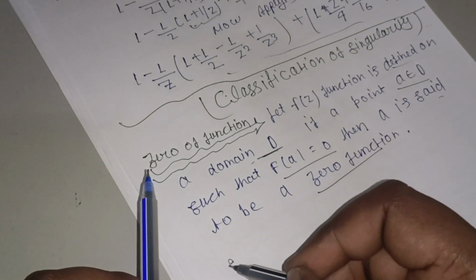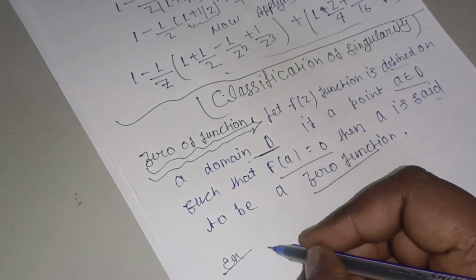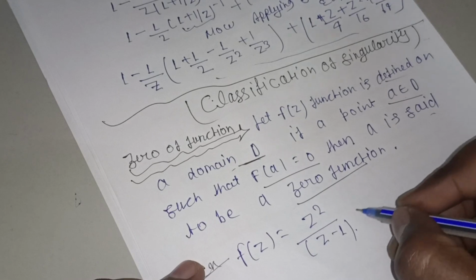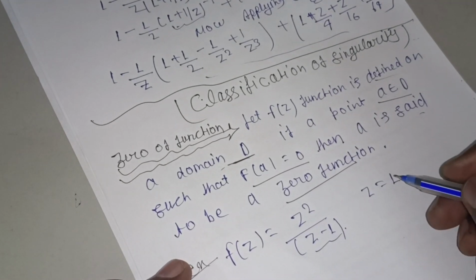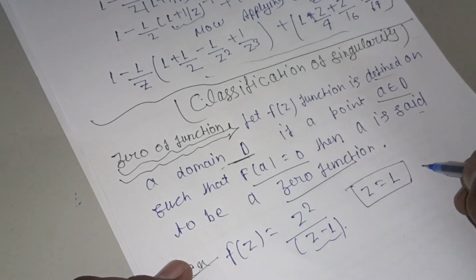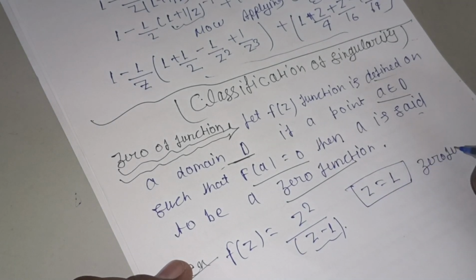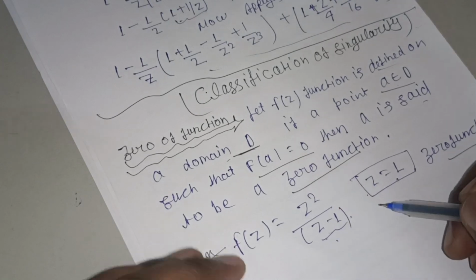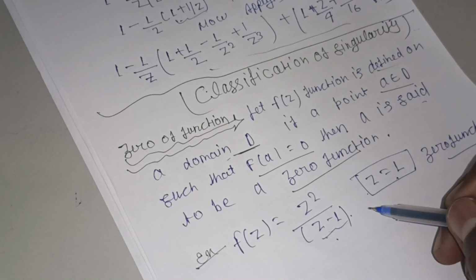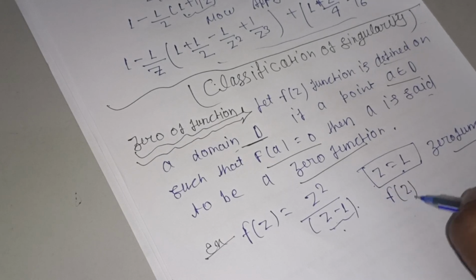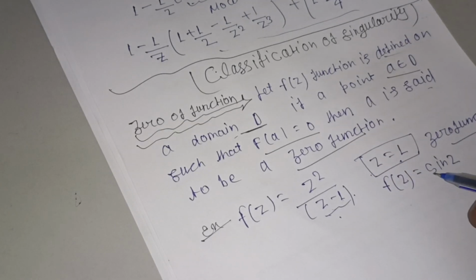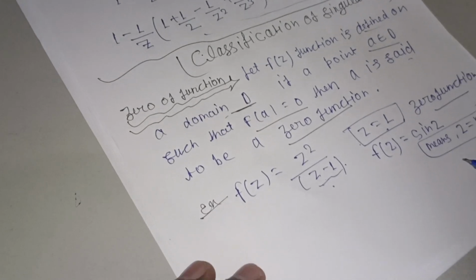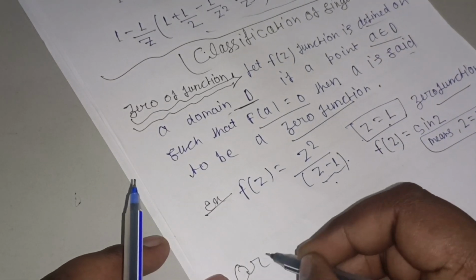Okay, let's discuss an example because we all understand through examples. f of z is equal to z square upon z minus 1. So we know that z minus 1 equal to 0 means z is equal to 1. So it is a zero of the function. So what does zero of a function basically mean? It means that if we put this value there, the function becomes zero. That is a zero of the function. Now we have f of z is equal to sin z, which means z is equal to n pi.